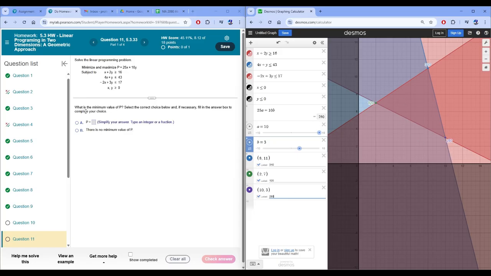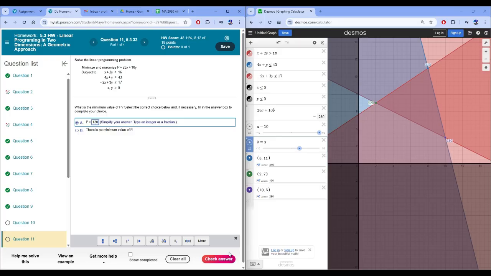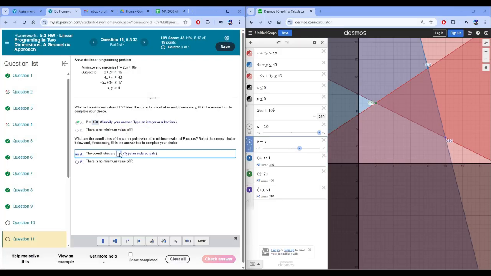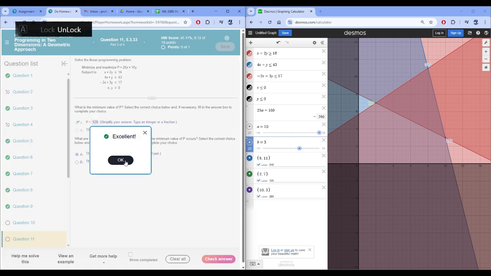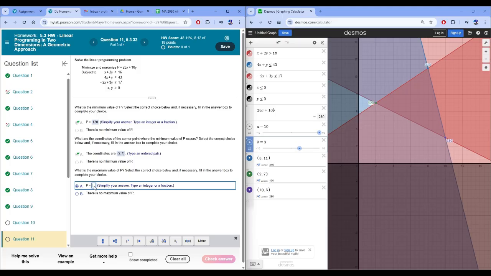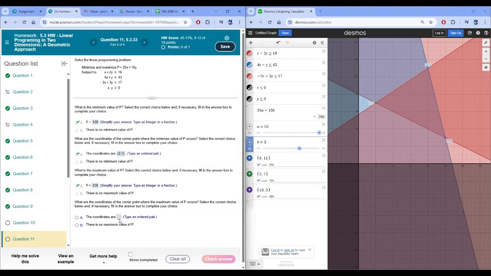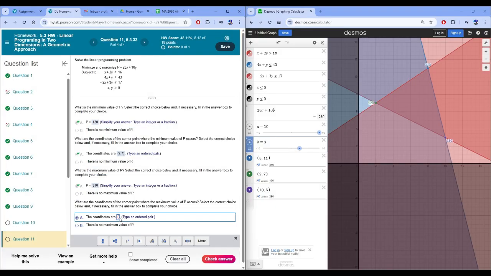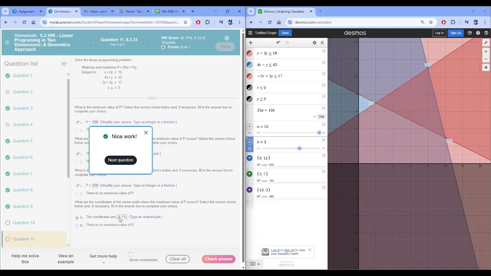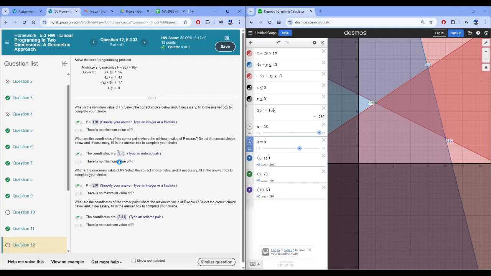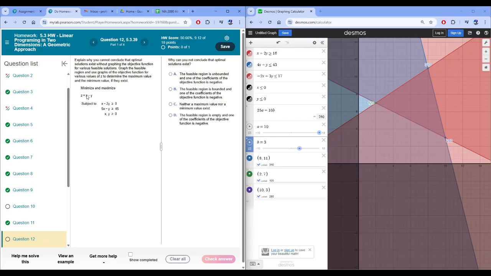And then boom. So what is the question? What's the minimum value? The minimum value is going to be 120. That occurs at the coordinates 2, 7. Maximum occurs at 310. That occurs at 8, 11. Done.